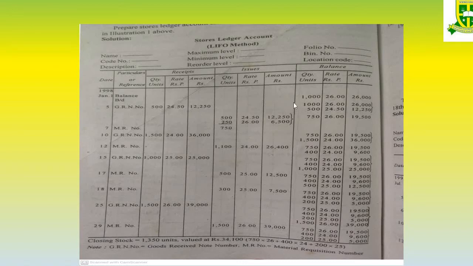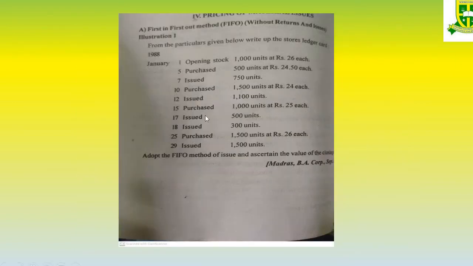Now your stock has been added. Already 1000 has been available. Now the 500 has been added, which is the rate of 24.50. The total value is 12,250. This is the total value available in hand. The next one, what is adding?